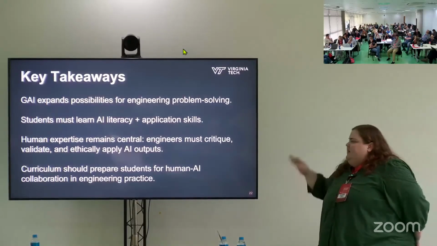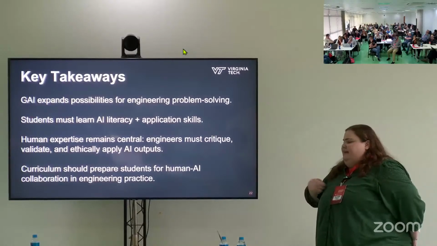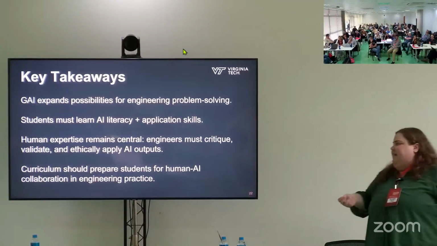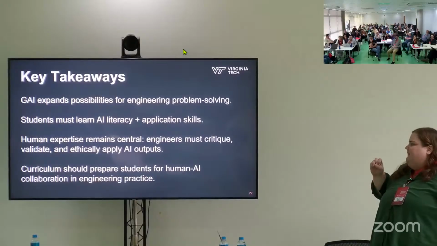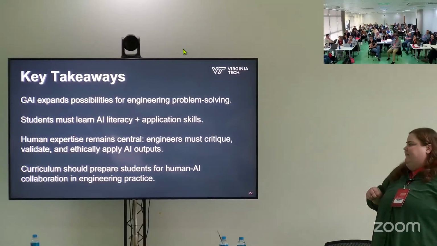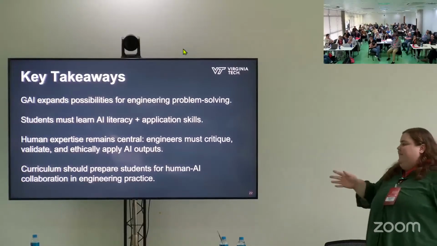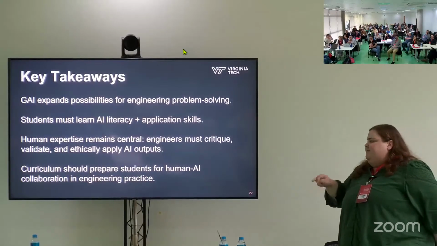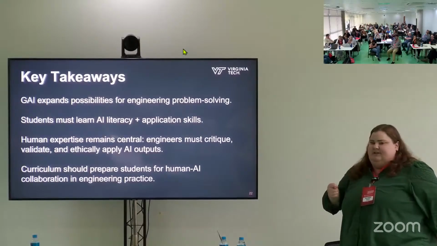So human expertise does remain central. Again, it's that critical thinking, creative thinking. These engineers have to critique, validate, and ethically apply those AI outputs. And so ultimately, curriculum should prepare students for that human-AI collaboration in engineering practice.